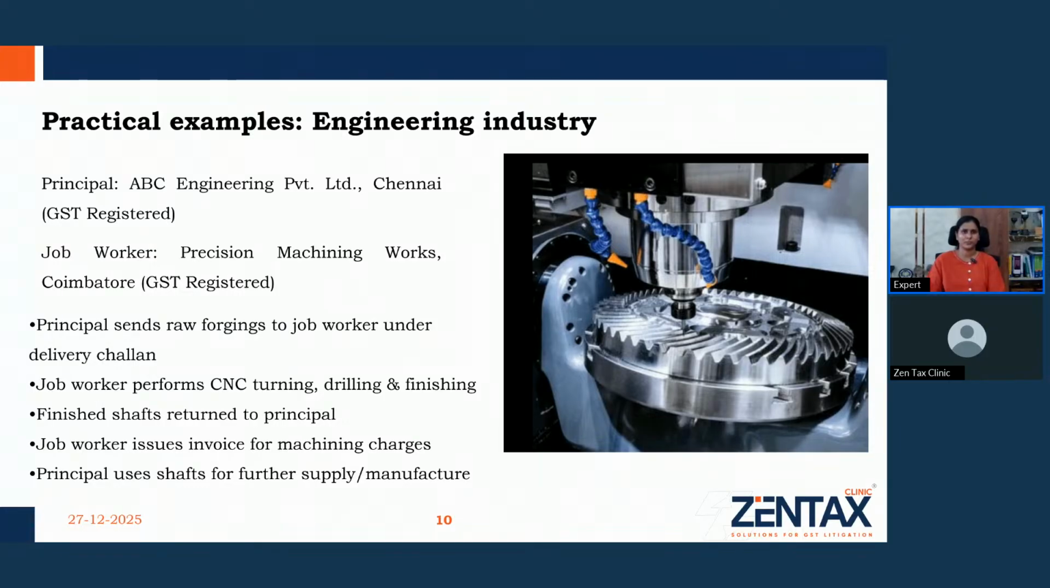For this machining charges, that is the job work charges, the job worker issues an invoice to the principal and sends back the goods. Here the principal uses the finished goods for further supply or manufacture. So these are all real life examples from which we can understand job work.